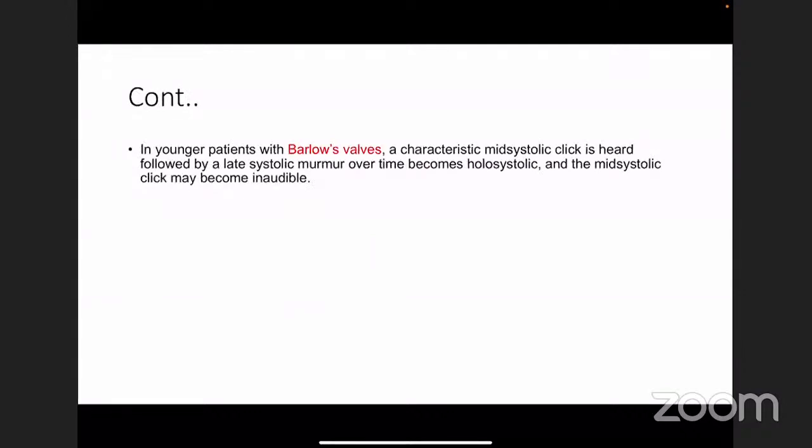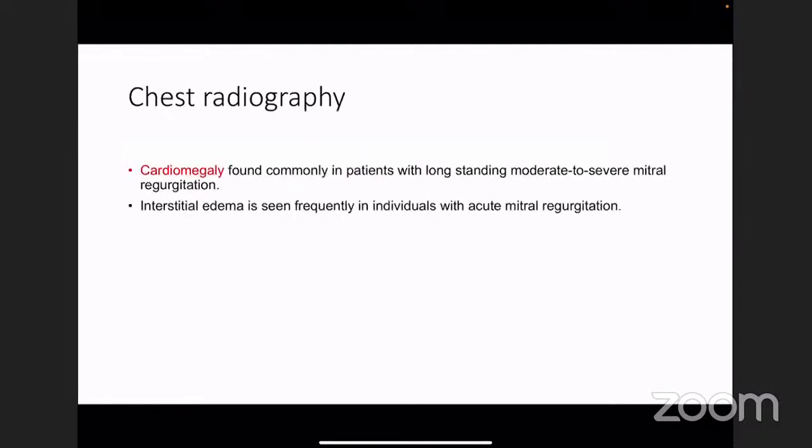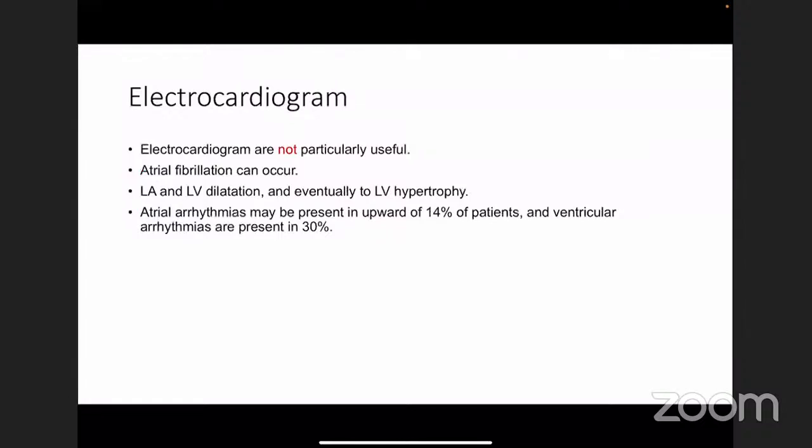In younger patients with a prolapsing valve, a characteristic mid-systolic click is heard followed by a late systolic murmur that often becomes holosystolic, and the mid-systolic click may become inaudible. On chest radiograph, cardiomegaly is found commonly in patients with long-standing moderate to severe mitral regurgitation. Interstitial edema is seen frequently in individuals with acute mitral regurgitation. The electrocardiogram is not particularly useful. Atrial fibrillation can occur, LA and LV dilatation, and eventually LV hypertrophy. Atrial arrhythmia may be present in up to 14% of patients, and ventricular arrhythmia in 30%.